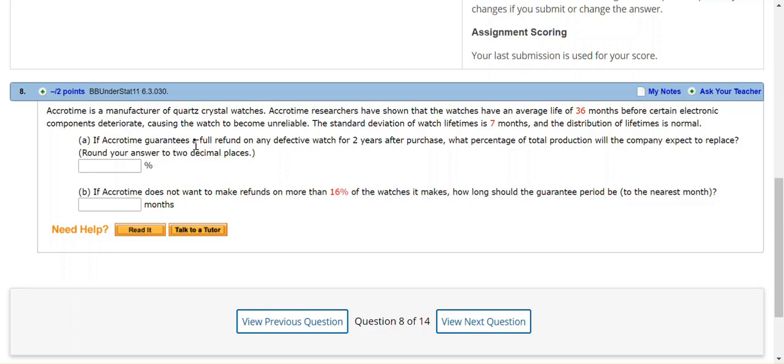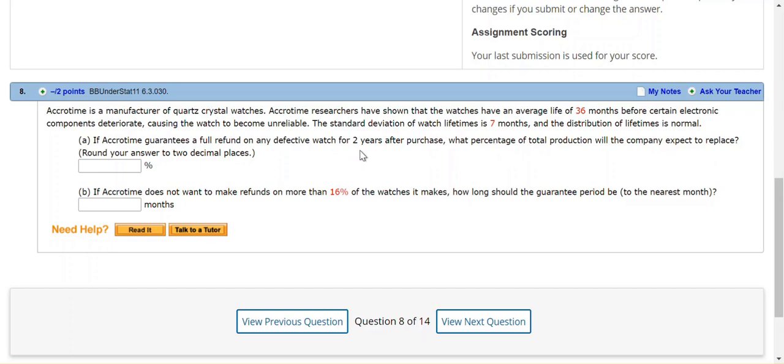They want to give a guarantee, a full refund of defective watches for 2 years. Remember, 2 years is 24 months, so everything's in months. What percentage of total production will the company expect to replace? So how do we solve this problem?